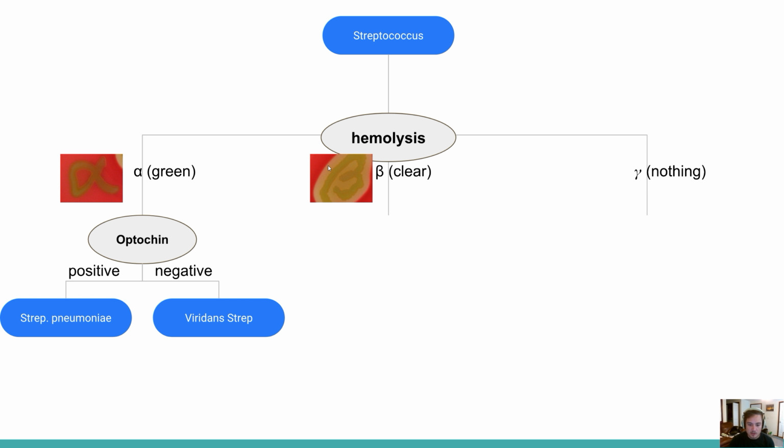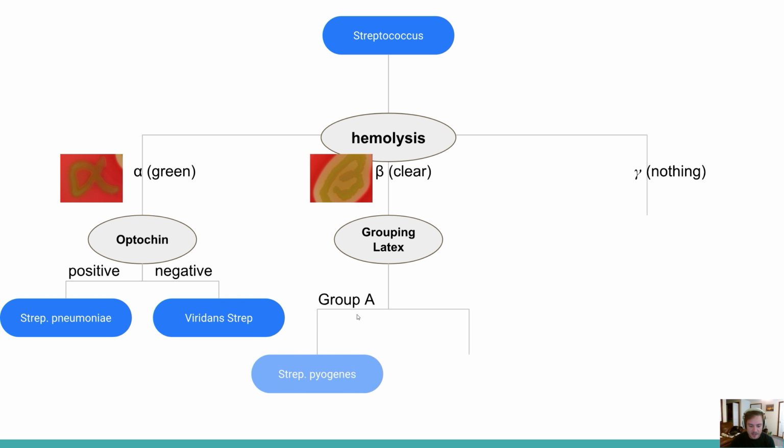Beta hemolysis is the complete clearing then. And then we're going to do this with grouping latex, or sometimes bacitracin can be done too. But if we do group A, see it reacting with group A, then we know it's strep pyogenes, or group A strep. Group B strep is going to be strep agalactiae. And the B you can think of for babies, because this is going to be very important for vaginal flora. So group B strep is going to be for babies, B for babies.